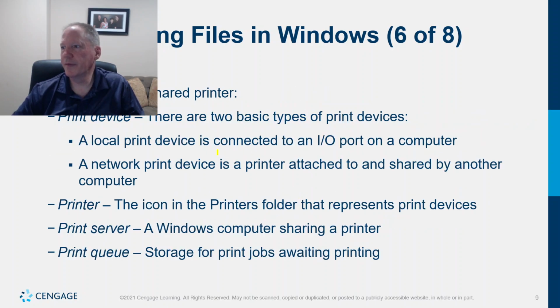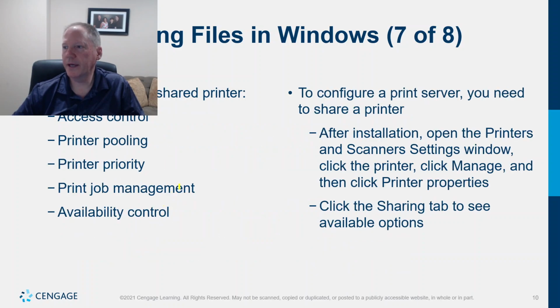All right. Now, some of the components for a shared printer, you need the print device, which is either local or network, and then the printer, a print server, and a print queue. And some of the benefits of using a shared printer is you get better access control. You can pool your printers. You can set a priority to the printer, and then you can manage the print jobs and manage the availability.